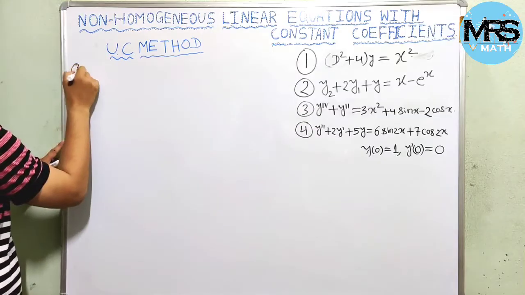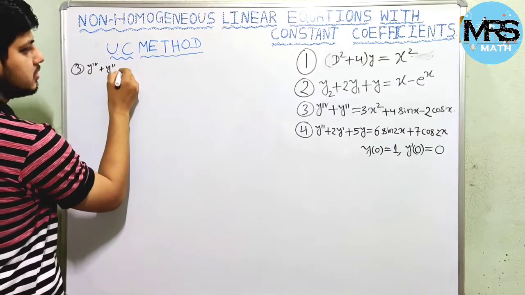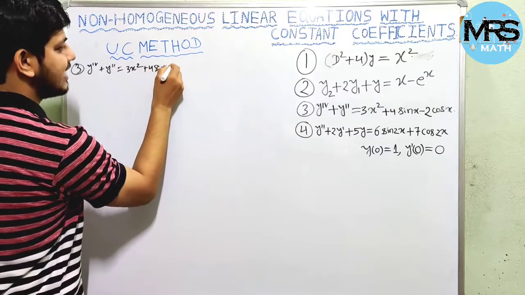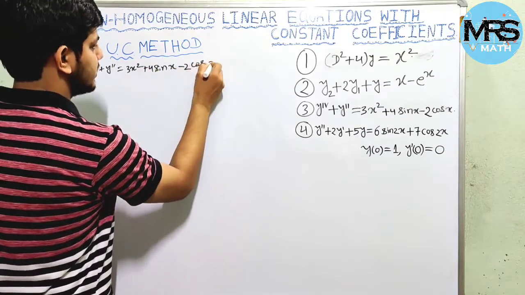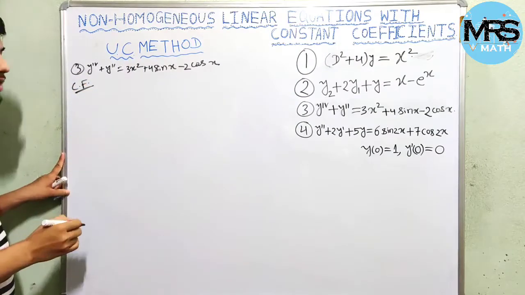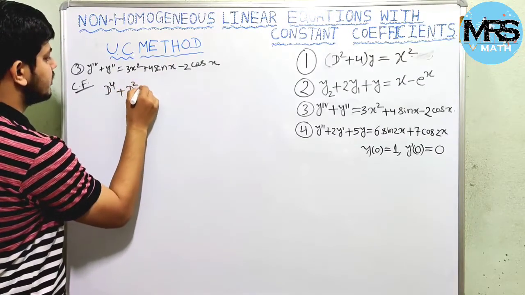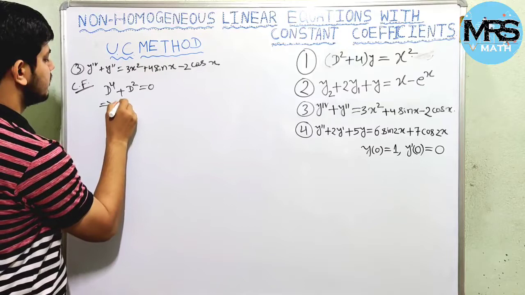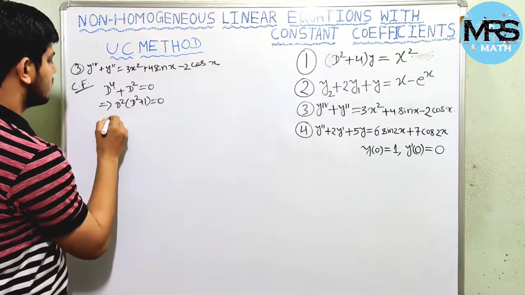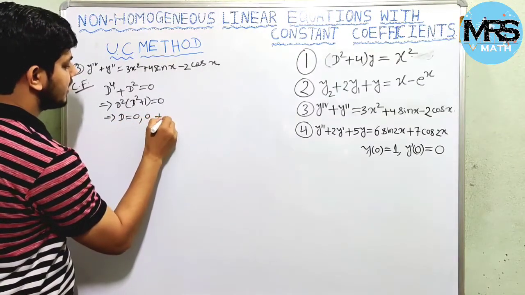Question number 3 is y⁗ + y'' = 3x² + 4 sin x − 2 cos x. First of all, we have to find the complementary function, that is D⁴ + D² = 0. If you take D² common, that is D²(D² + 1) = 0, correct? So D will be 0, 0 and ±i.